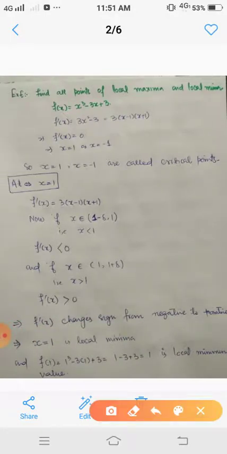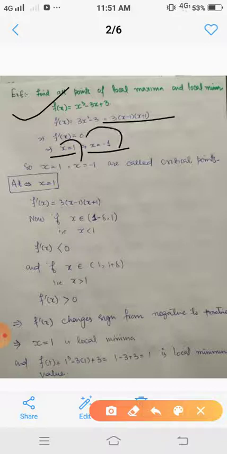Let me consider an example to find all the points of local maxima and local minima. If we consider f of x equals x cube minus 3x plus 3, its derivative is 3 into x minus 1 into x plus 1. That is, at x equals 1 or x equals minus 1, f dash of x is 0 because it is quadratic, it has two roots, meaning the critical points are x equals 1 and x equals minus 1.